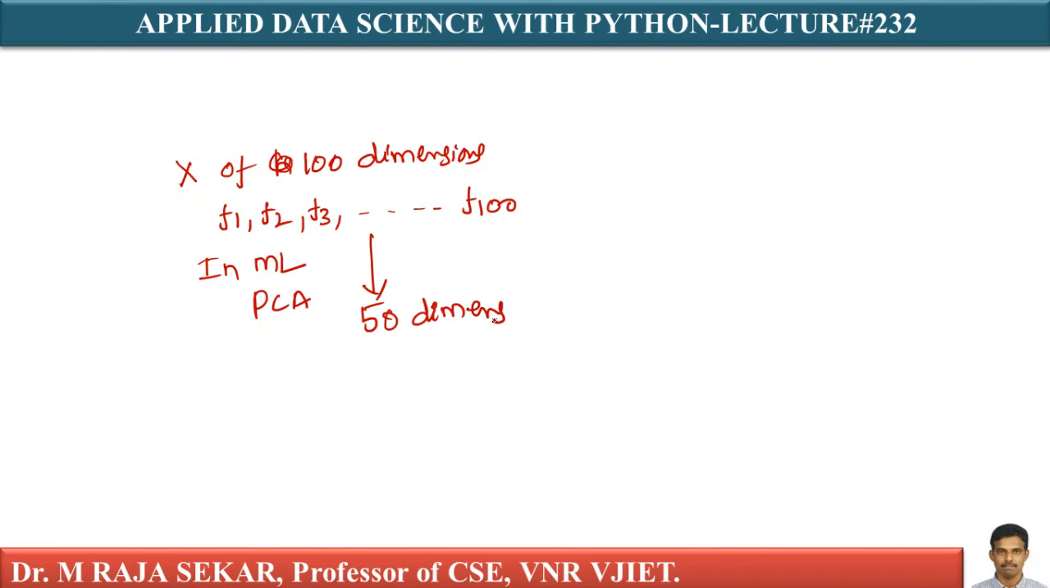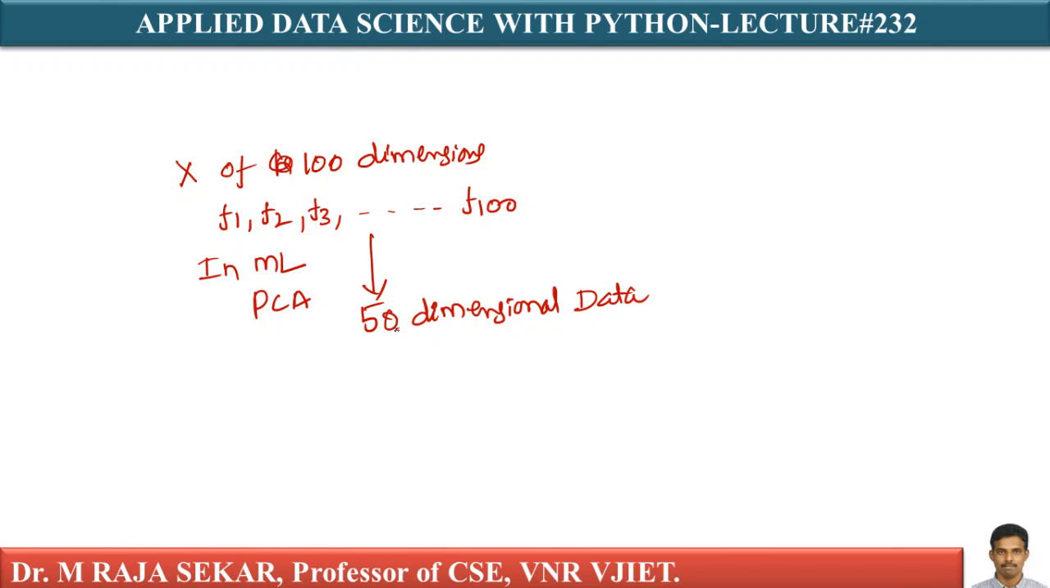It is not for visualization. We usually convert into 2D or 3D for visualization. But to apply some machine learning algorithm, I have to convert this 100-dimensional data into 50 dimensions. Remember, this is not for visualization. This is to apply some machine learning algorithm. I can say it is some sort of pre-processing technique.